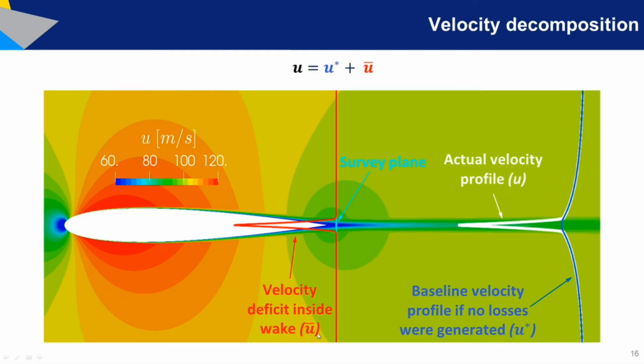But for now we just keep in mind that the idea of the velocity decomposition is just to decompose the total velocity field U into two components: the isentropic velocity component U star and the non-isentropic velocity component U bar. The isentropic part ignores any effect related to the viscosity, and the non-isentropic part only includes the effects of the viscosity, that is, the velocity deficit across the wake.